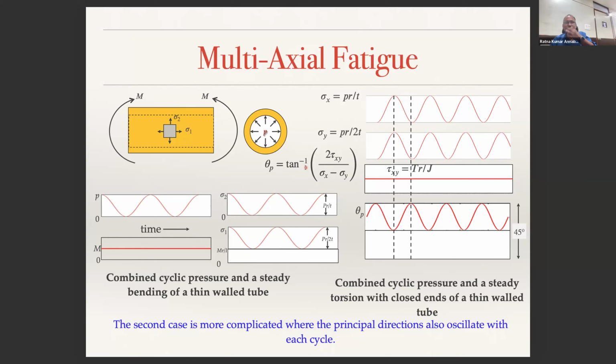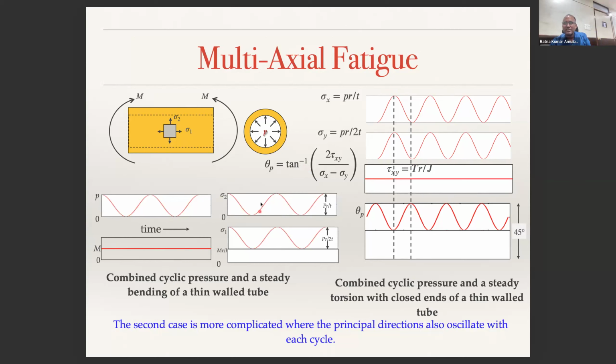But on top of that, this is PR by T and PR by 2T, and you have a bending moment on this. This is the pressure cycle. I am not talking about the right hand side, I am talking about the left hand side. This is the pressure cycle.